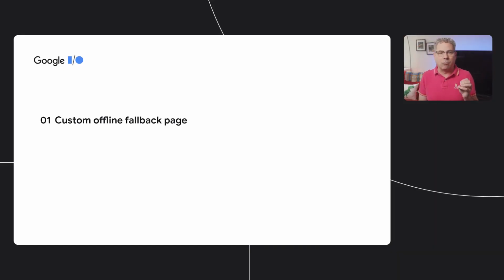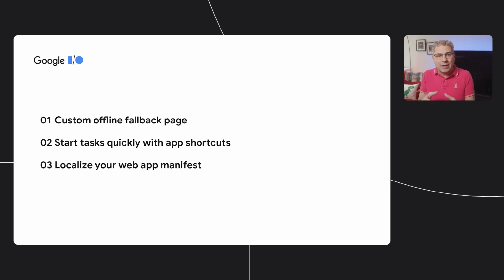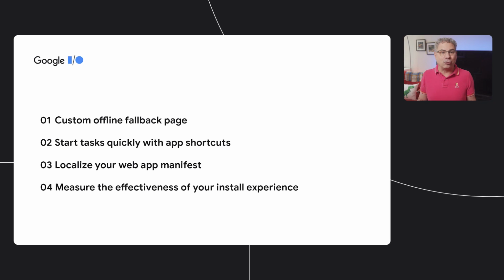There you have it. I've shown you how you can provide a custom offline fallback page, avoiding the offline dyno, and ensuring your PWA remains installable with the new PWA installability criteria that's expected to land in Chrome 93. How you can make it easier for users to start common tasks with app shortcuts. How you can provide a localized experience for users who've installed your PWA. How to measure the effectiveness of your install flow, and how you can use analytics to prove to your boss that investing in the web is always a win.